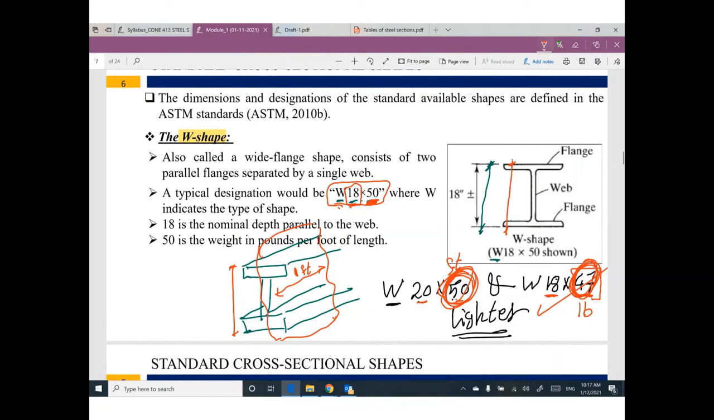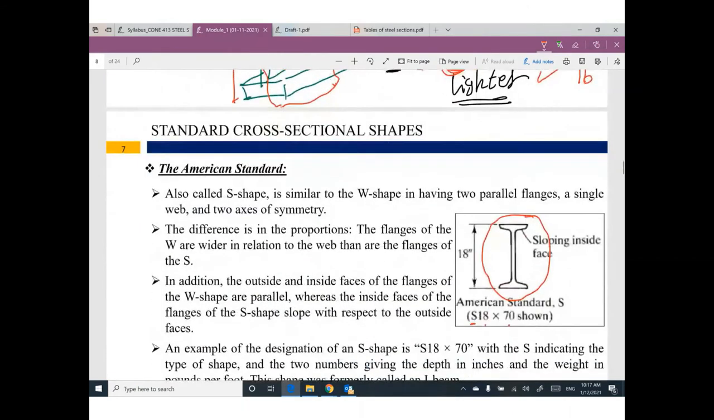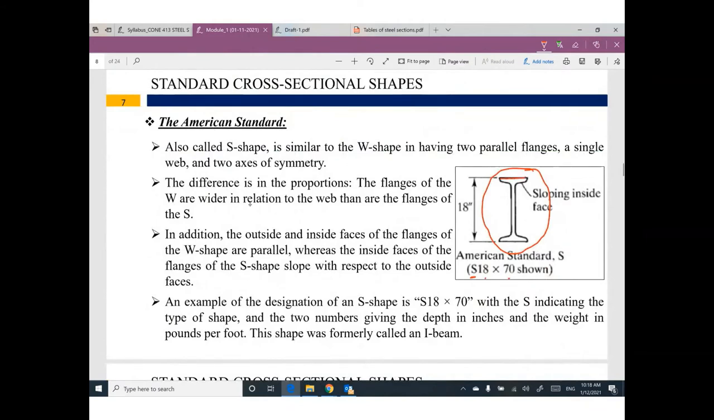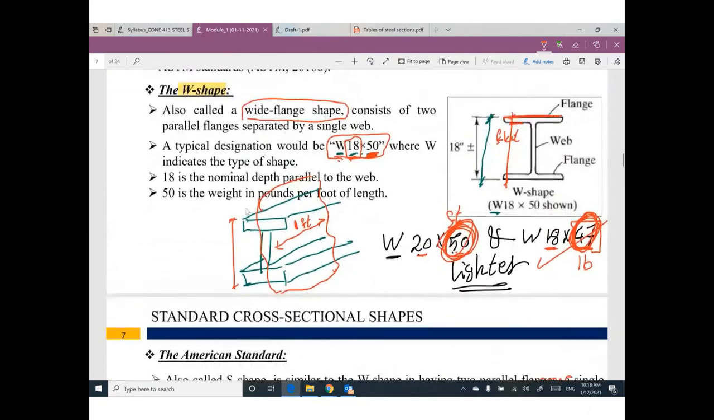By the way, W shape can be called wide flange shape. This flange is wider, and this thickness is flat. But for American standard, this flange is not wider, it is narrow, and this thickness is not flat, like this. Can you watch the difference? So the American standard is I shape. The wide flange W shape is I shape, but the only difference is the shape of the flange.